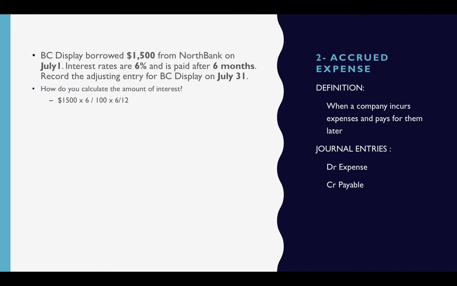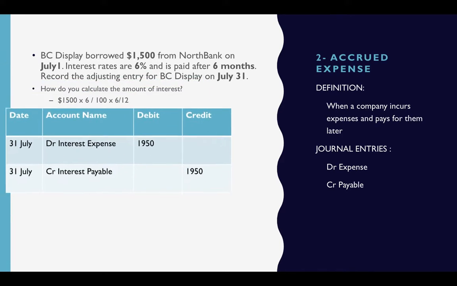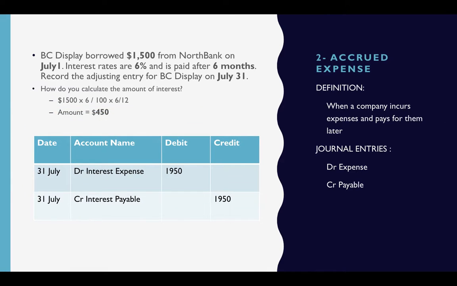So you would have your $1,500 that was borrowed, times the interest rate, which is calculated as 6 divided by 100, and you times it by 6 months, which is out of 12 because interest rates are usually calculated annually. Therefore, you have an amount of $450 interest. Therefore, you debit your interest expense of $1,950 and you credit your interest payable of $1,950 as well. So this amount was derived from adding $1,500 with the $450 of interest.